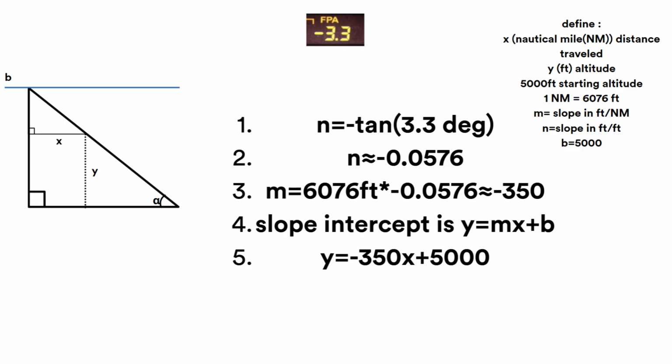The slope-intercept form of a line is y equals mx plus b. We already know that m equals negative 350. We need to now find b. To find b, we use the known point, which is 5,000. Since b is the y-intercept when x equals 0, and that is the starting altitude, that's 5,000. And then we write it in our final equation, y equals negative 350x plus 5,000.